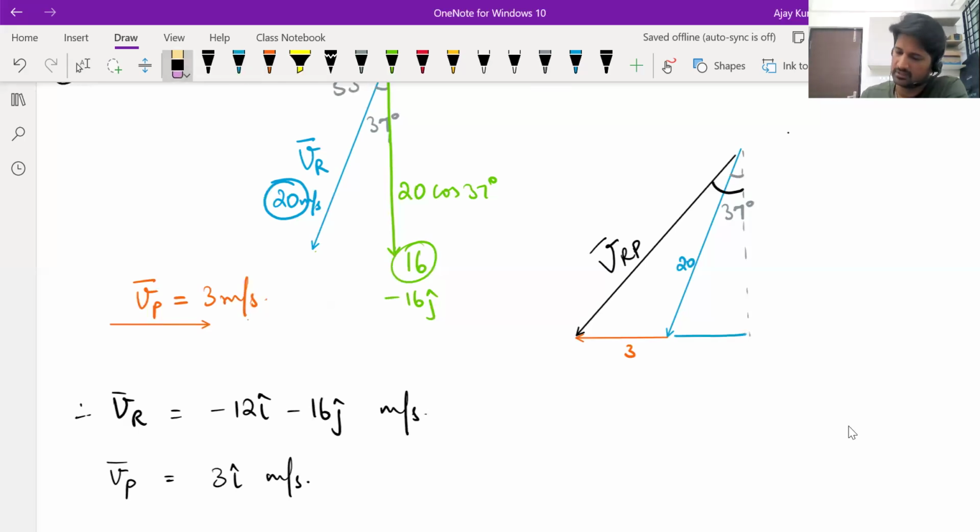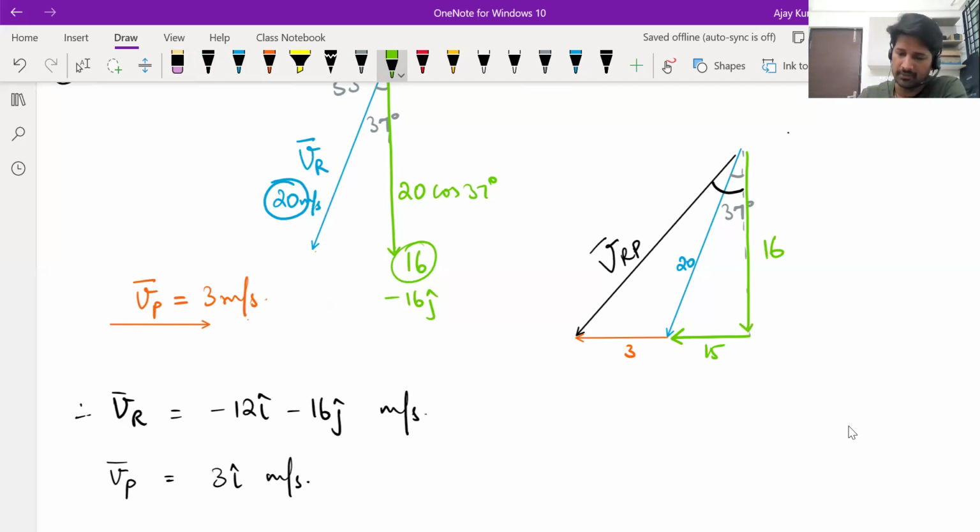Okay, I'll draw those components in green. That 3 is actually not to scale. If that blue vector is 20, that orange vector cannot be 3. It's not to scale. But 20's x component was 15. 20's y component was 16. Now what you want is that black vector. That's the velocity of rain with respect to person. That black one is what we want.